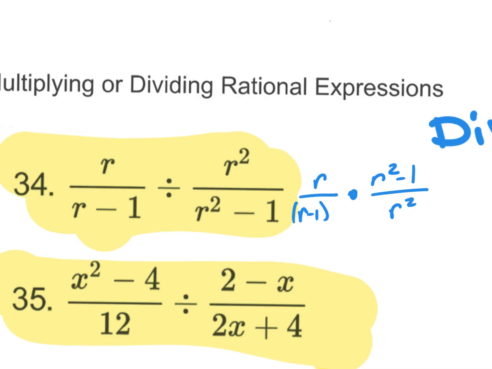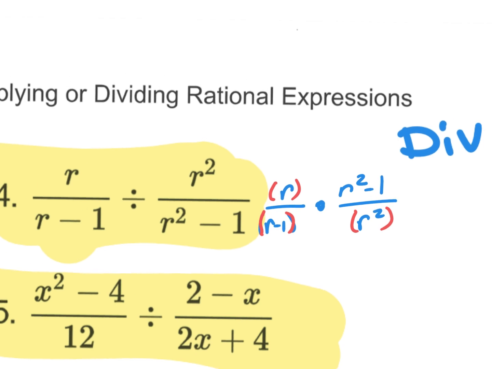And now we factor. Is there anything in this top left that I can take out here? No, it just stays as R. Bottom left, can I take anything out of R minus 1? No, it just stays. Bottom right, R squared is just going to stay. And then what can I change R squared minus 1 into? R plus 1 and R minus 1, difference of squares.